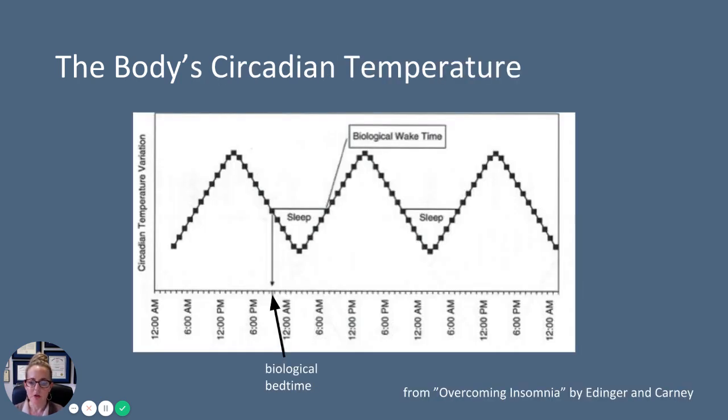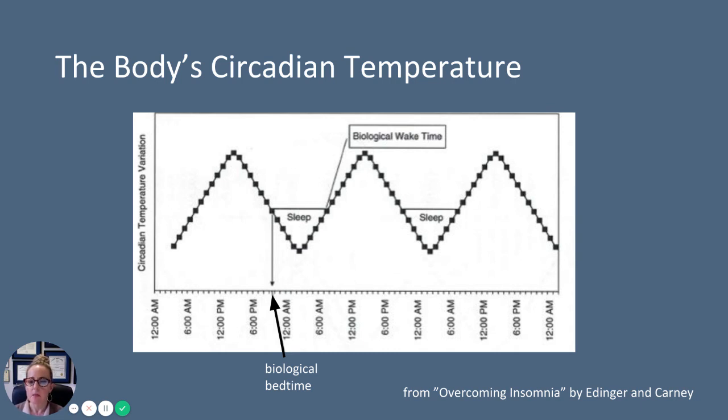So here's a little graph, just very basic, to show you what is happening with someone's body temperature on their circadian rhythm. If you see along the bottom, it has times. It starts at midnight and goes all the way through a day to the next midnight. And you can see that the body temperature goes up and down as you go through your day.